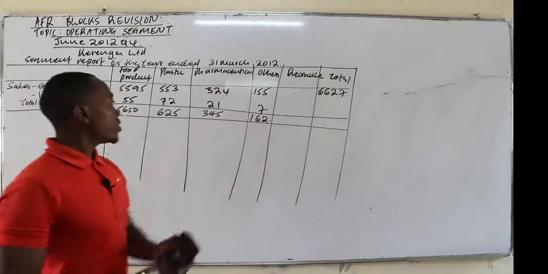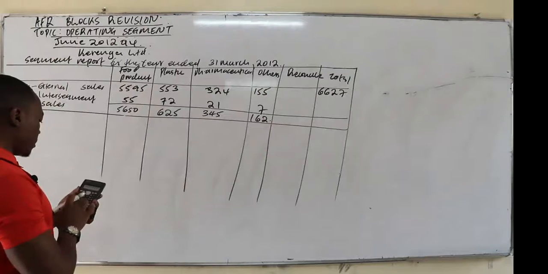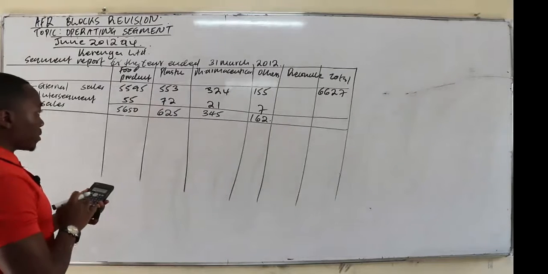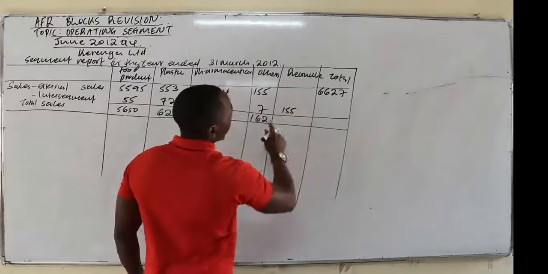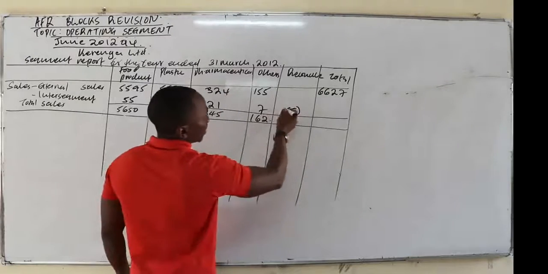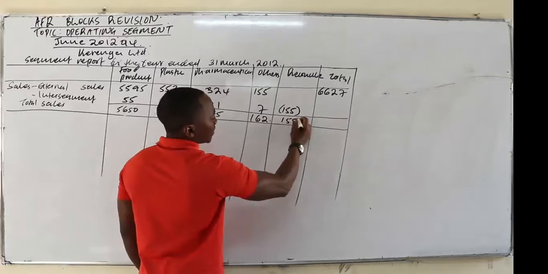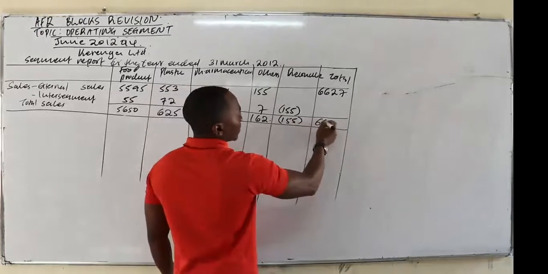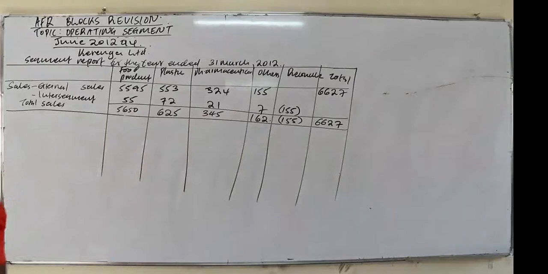You take it to the total, and then we have the intersegment, add the total intersegment. And you have 155. You take it to the reconciliation, and then you show them as negative. So to the total, you show 155, and the total should be 6627. Good.